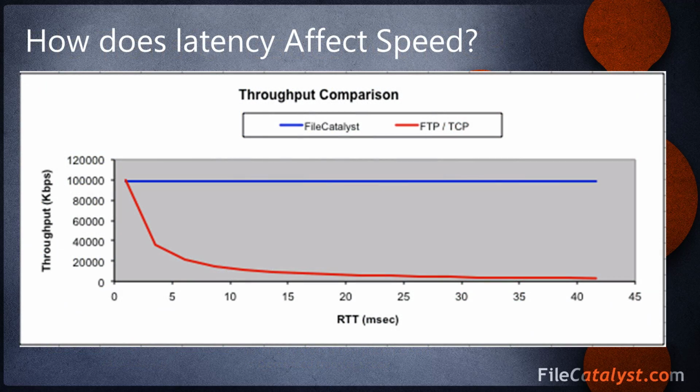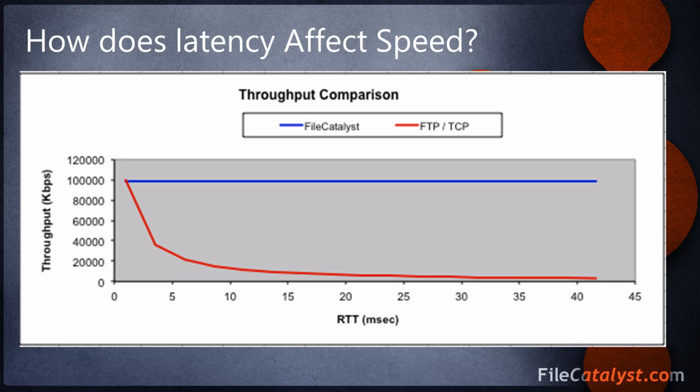Now let's take a look at this chart showing you how latency affects transfer speeds for TCP FTP and for FileCatalyst. As you can see, the round trip time, which I mentioned earlier, the time it takes to send a packet and receive its acknowledgement, if it increases even marginally, you could see the throughput on FTP TCP just drastically drop, and it has a detrimental effect on your transfer speeds, especially when transferring big files like video and graphic files. And then the blue line, you can see FileCatalyst. Whenever there's RTT present on the line, we can still maximize your throughput and maintain transfer speeds no matter how much the RTT increases.